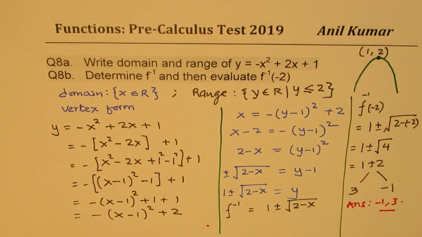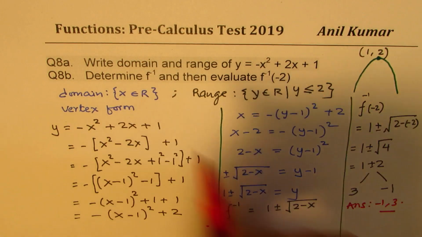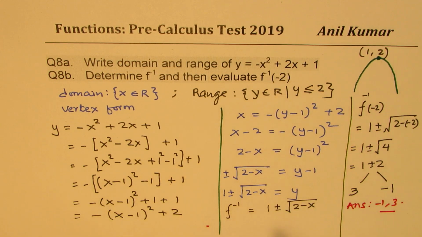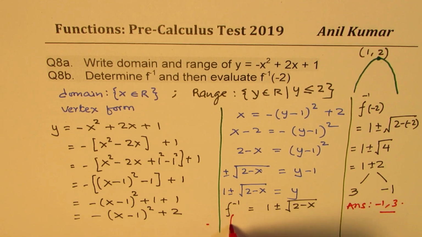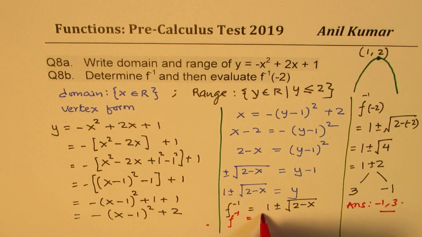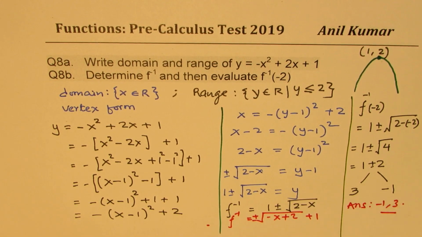So I hope the steps are absolutely clear, right? At times, you may write this f inverse. Let me just write here. Also, you could write f inverse as square root of minus x plus 2. Of course, plus minus and plus 1. But the way I wrote is also okay. Correct?